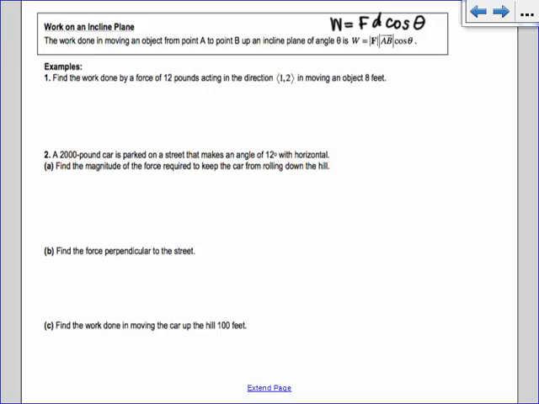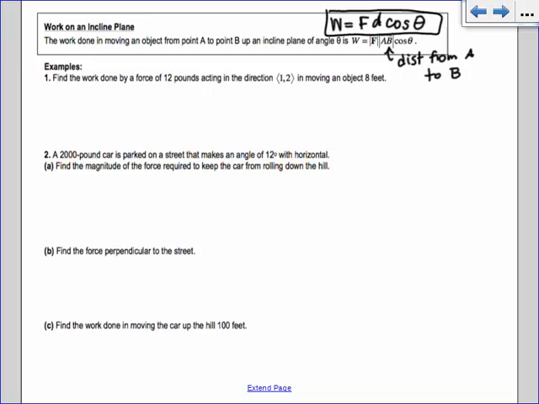So the force is the weight, your amount of pounds or newtons or whatever you have. The distance is from A to B, the magnitude of vector AB, and then the cosine theta. So really, this is the formula that I think is best for you to remember: work equals force times distance times cosine theta.